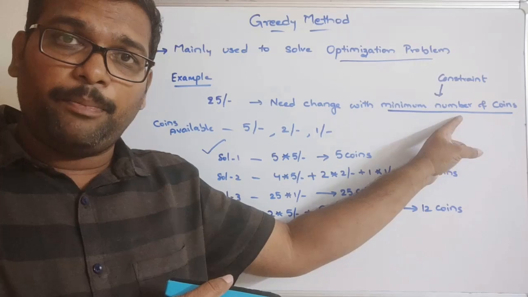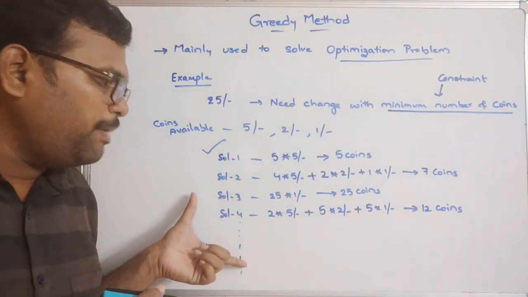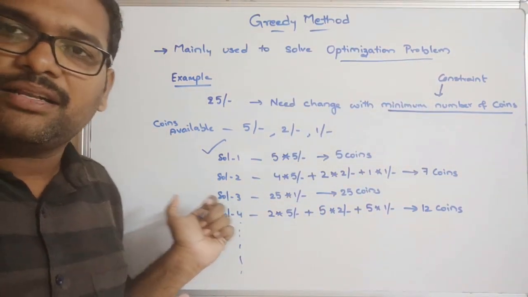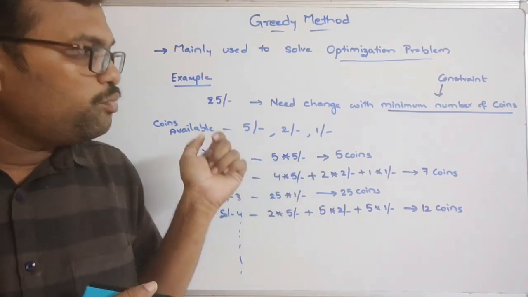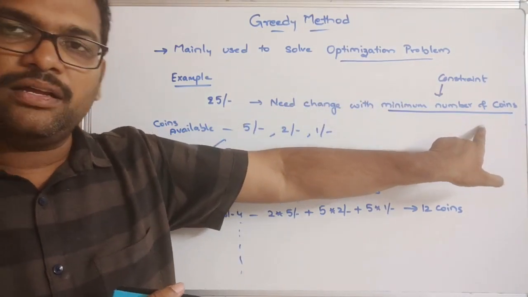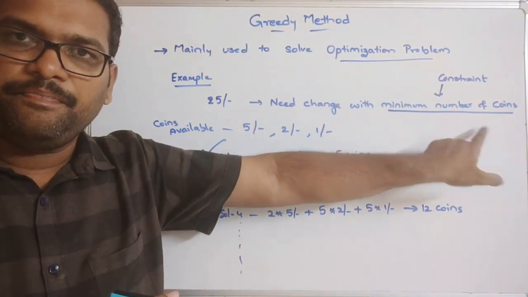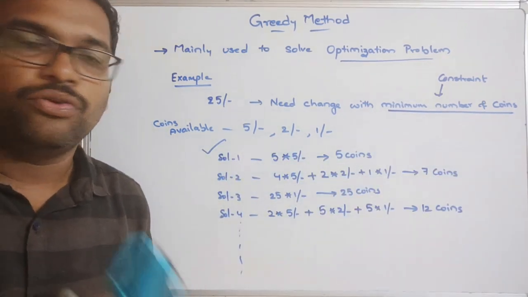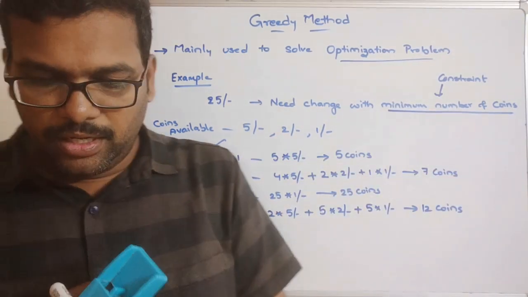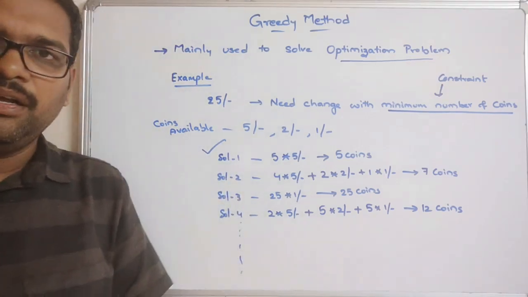If there is a constraint for a problem, obviously from the multiple alternatives we have to select the best solution which satisfies the given constraint. Right? So let's stop here. Hope you understood the introduction to this greedy method.